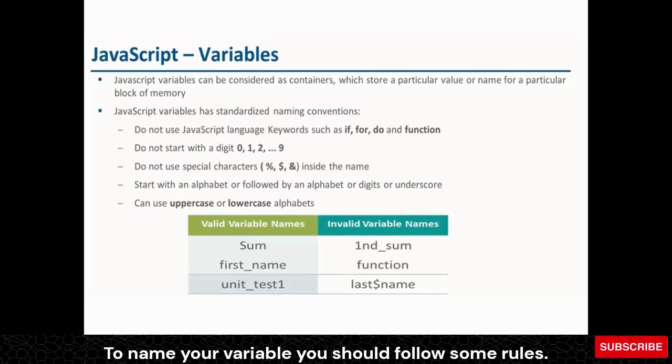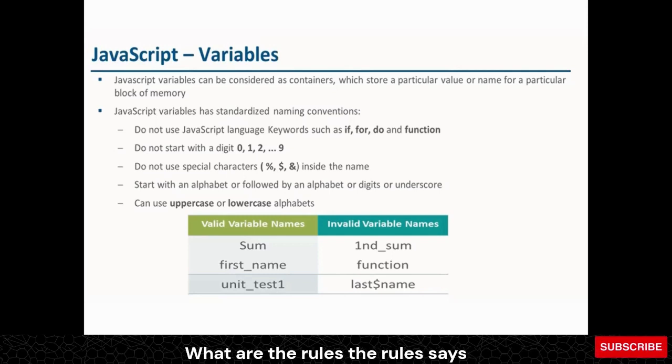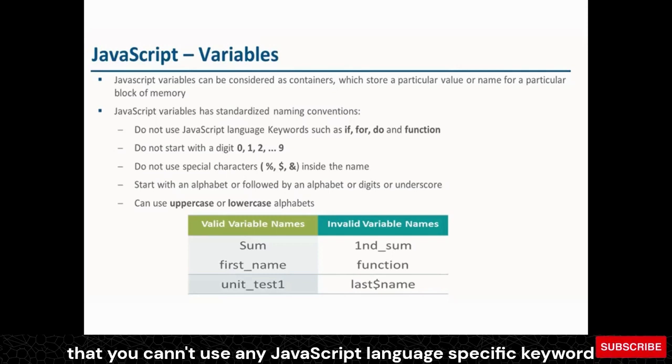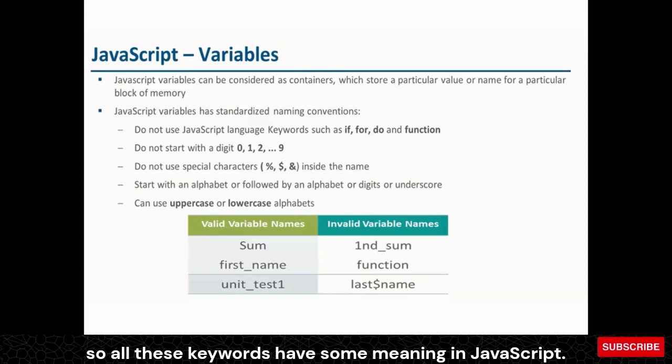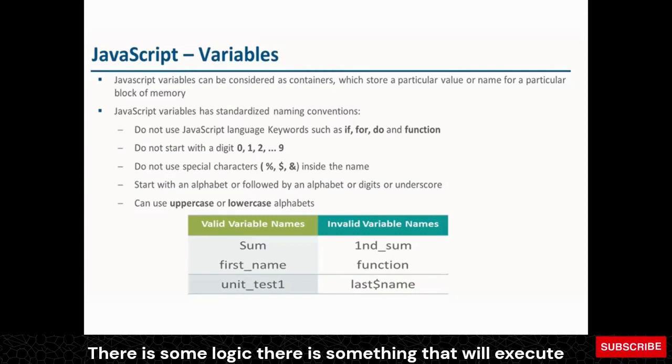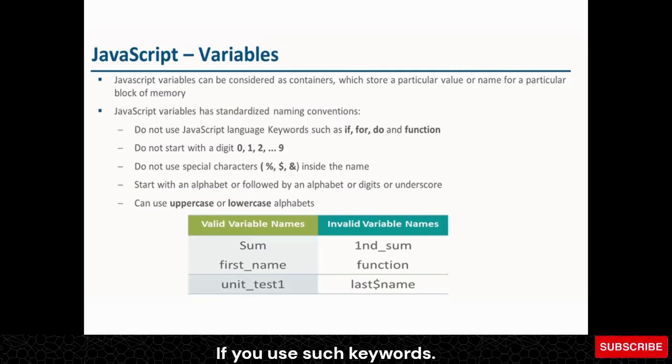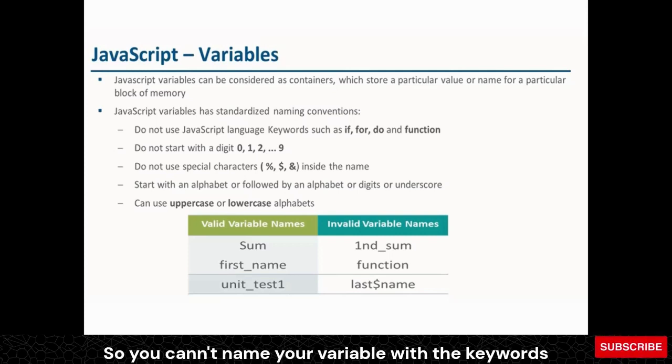To name your variable, you should follow some rules. The rules say that you cannot use any JavaScript language-specific keyword, something like for, do, function. All these keywords have some meaning in JavaScript; there is some logic that will execute if you use such a keyword. So you cannot name your variable with the keywords that exist in the JavaScript language.